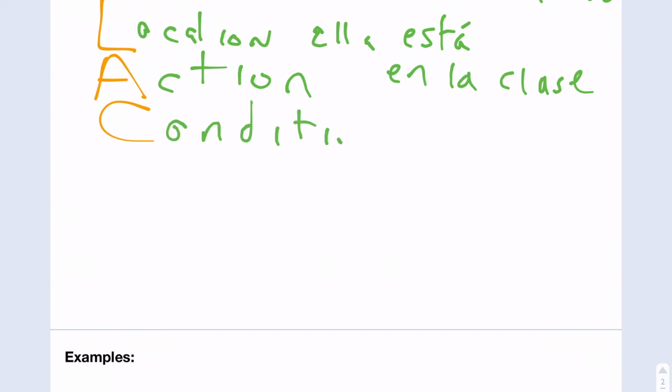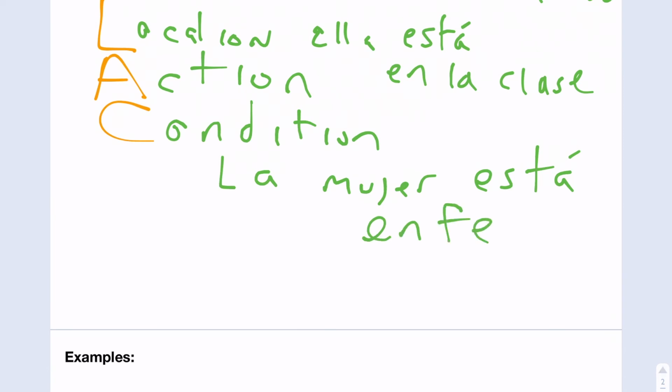And when we say condition, that means someone who's maybe sick or is feeling well. That's their condition. It's something that's more temporary, something that will go away with time. So we could say, la mujer está enferma. Okay, so she's sick. She'll be getting better. It's a temporary condition.